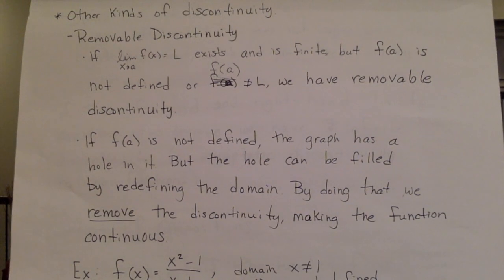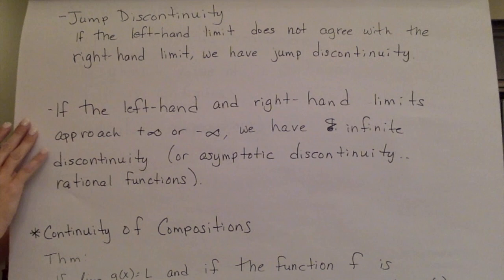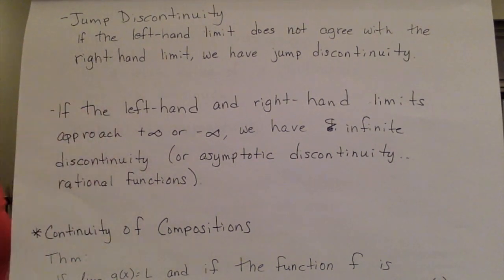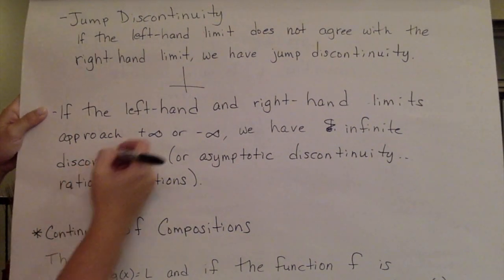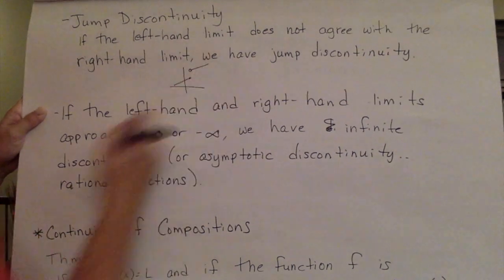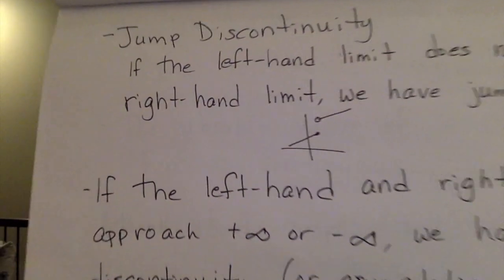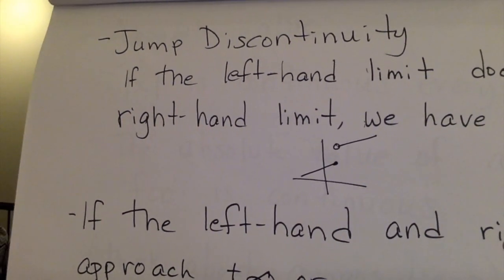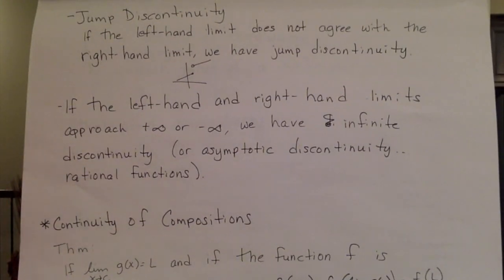All right, next, these were the other kinds of discontinuity. That was removable discontinuity. We also have something called jump discontinuity. If the left-hand limit does not agree with the right-hand limit, we have jump discontinuity. We've seen this. I'm going to draw a very quick, small graph. If I have some function that looks like this, this would be called jump discontinuity. There's literally a jump in the graph.